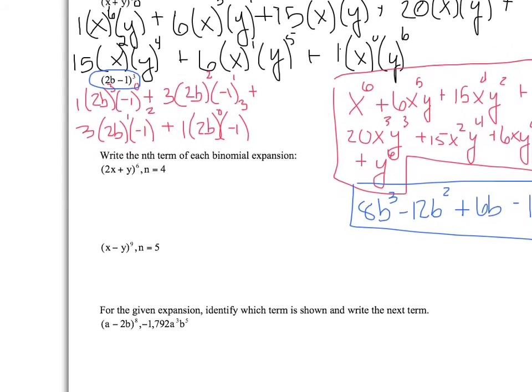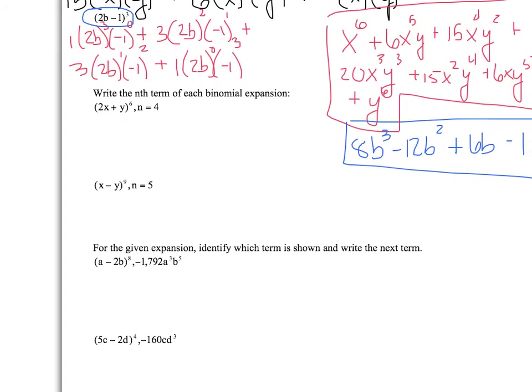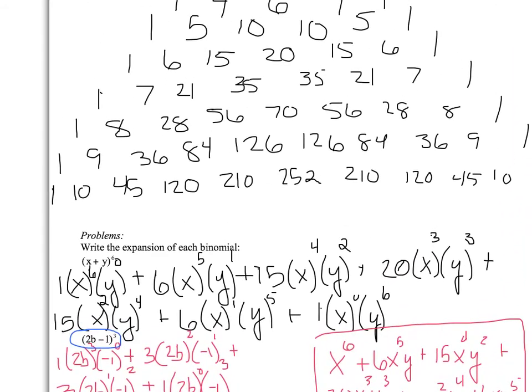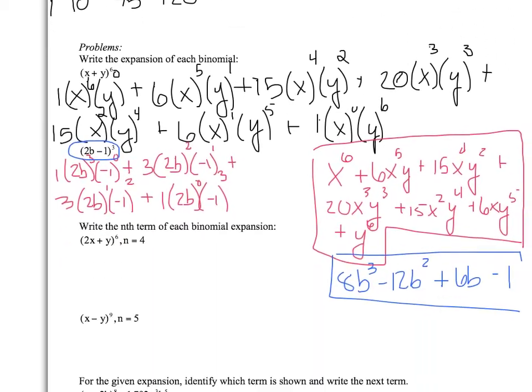Next piece, I am going to go over a little bit today. Write the nth term, so in this case, the fourth term of the binomial expansion. So I'm not expanding everything, I'm just finding the fourth term. I'm going to go to the sixth row, because it's the sixth power, and find the fourth number in, because I want the fourth term. So first, second, third, fourth. Fourth number in is a 20.